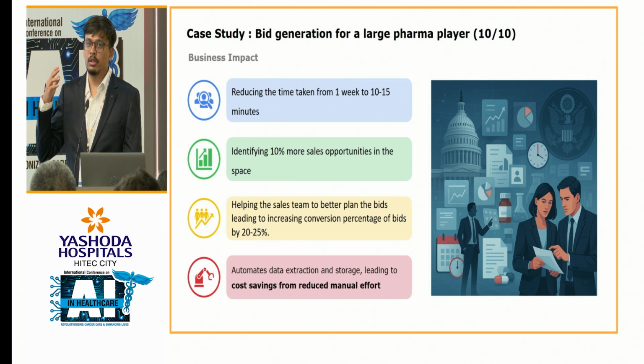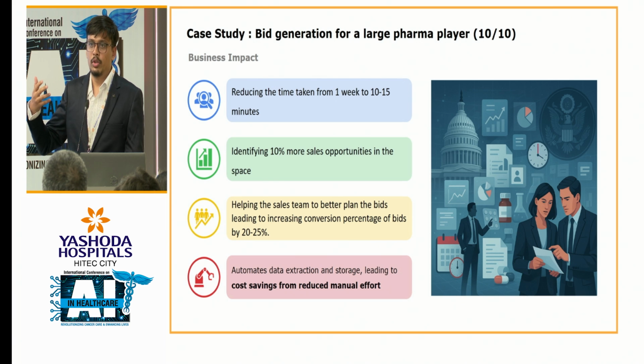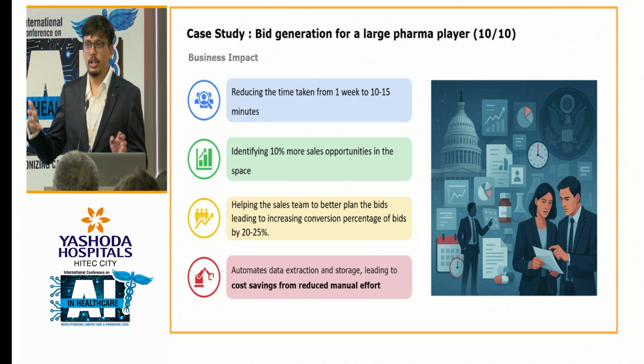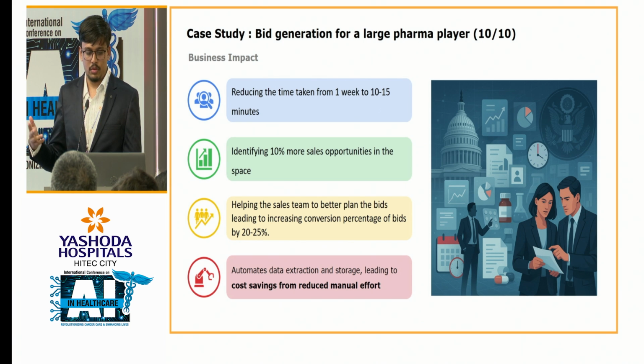Now the sales managers can focus on the price at which they have to sell the bid, instead of going through all the documents and figuring out what the bid is, whether we have these drugs, etc. It automates the data extraction and storage, and that leads to cost saving and reduced manual effort.